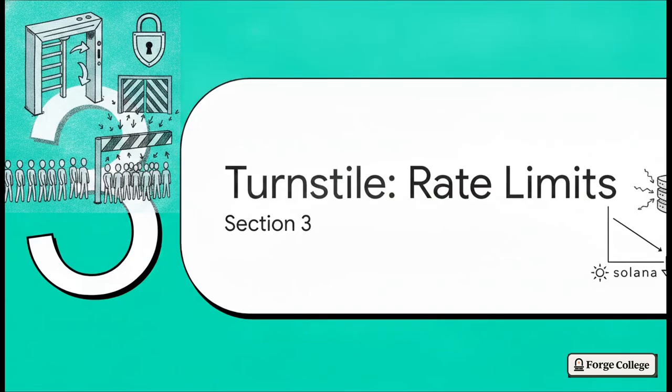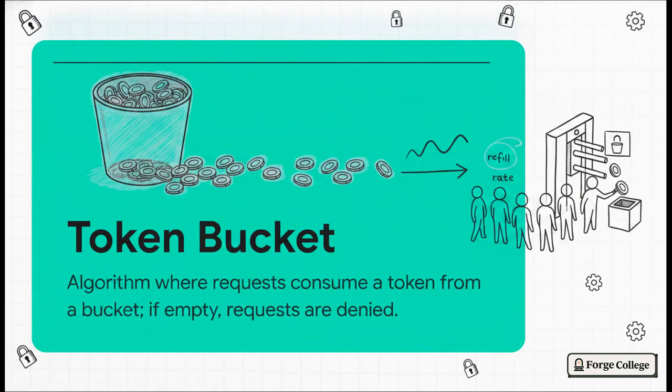Which brings us to Section 3, the turnstile, rate limiting. So the bouncer let the right people in, great. But we still can't have thousands of people rushing the bar all at once. Rate limiting acts as the mechanical turnstile, preventing a total stampede of requests from crushing our downstream Solana RPC quotas. To make this work, we use an algorithm called the token bucket.